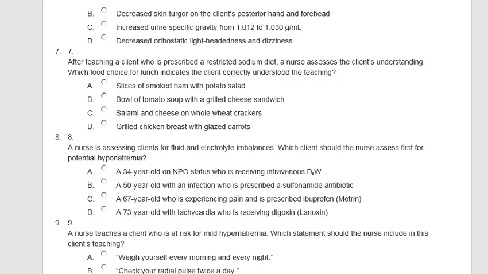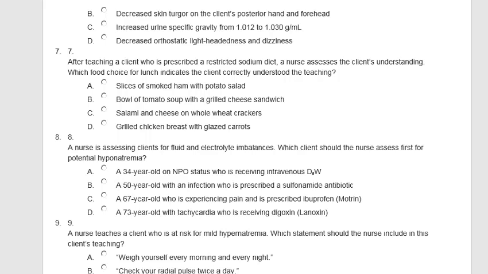A. Slices of smoked ham. Ham, salt. B. Tomato soup and grilled cheese. Soup, cheese, salt. C. Salami and cheese on whole wheat crackers. I know the whole wheat, oh, that's healthy. No. Salami, cheese, salt. D. Grilled chicken breast and glazed carrots. That's the answer, D.